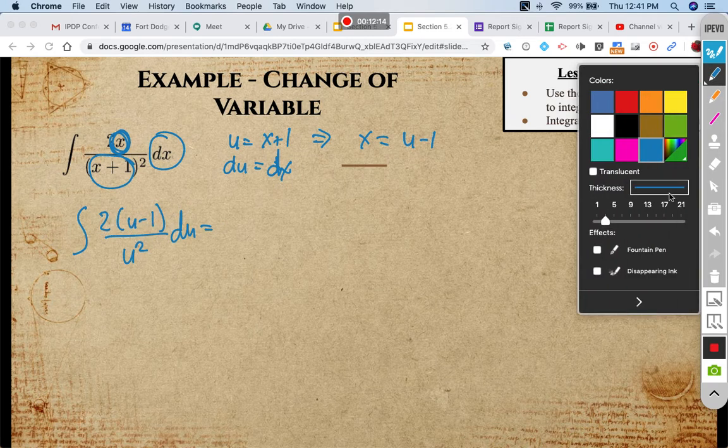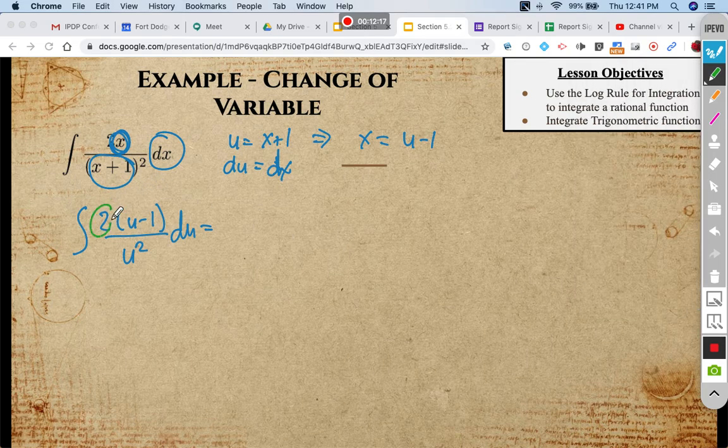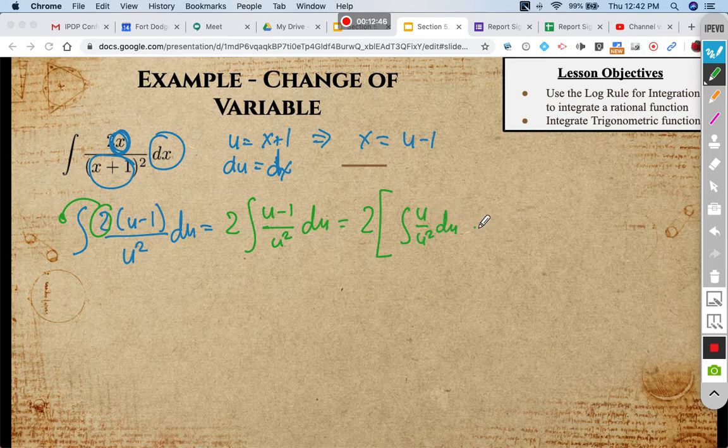Well, what can I do with that? Here's a constant I can pull out. And again, the derivative of that is u, but that minus 1 messes me up. But I'm dividing by a monomial denominator, so I can just break that up. 2 times the integral of u over u squared du minus the integral of 1 over u squared du.